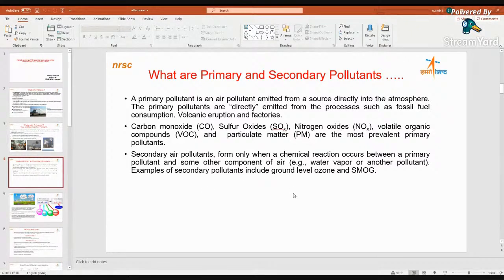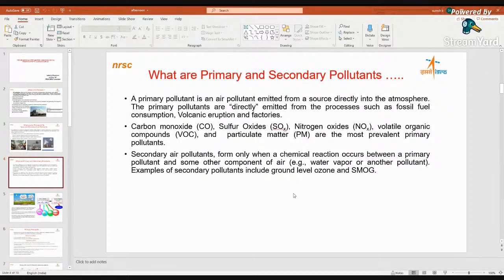And particulate matter, you can call it PM10, PM2.5. They have a diameter of less than 10 micron. They are also harmful, causing respiratory problems and more. PM2.5 is a diameter of less than 2.5 micron, and PM10 has a diameter of less than 10 micron. So you can call them primary pollutants.